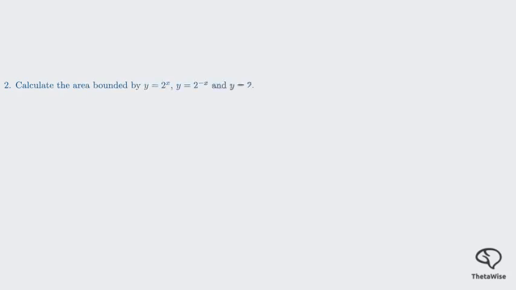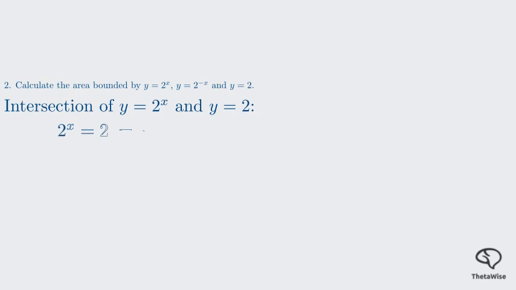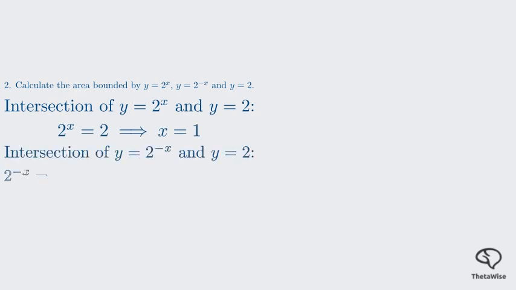Now for part 2. Calculate the area bounded by the same two exponential curves, but this time by the horizontal line y equals 2. First, let's find the points of intersection to determine our limits. For the intersection of y equals 2 to the x and y equals 2, taking the natural log of both sides gives x times log 2 equals log 2. So x equals 1. For the intersection of y equals 2 to the negative x and y equals 2, we find x equals negative 1. This area lies between x equals negative 1 and x equals 1.